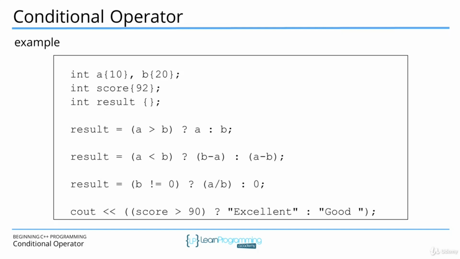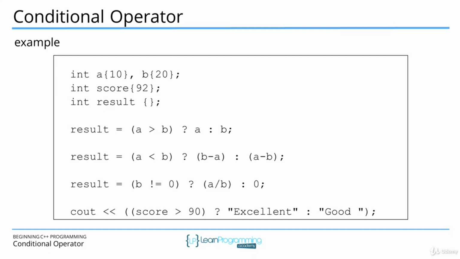The second example evaluates if a is less than b. If this is true, then the value of b minus a is assigned to result. Otherwise, the value of a minus b is assigned to result. In the third example, we're using the conditional operator to avoid a divide by 0 error. First, we check if b is not equal to 0. If this is true, then we divide a by b and assign the result back to result. Otherwise, we simply assign 0 to the result.